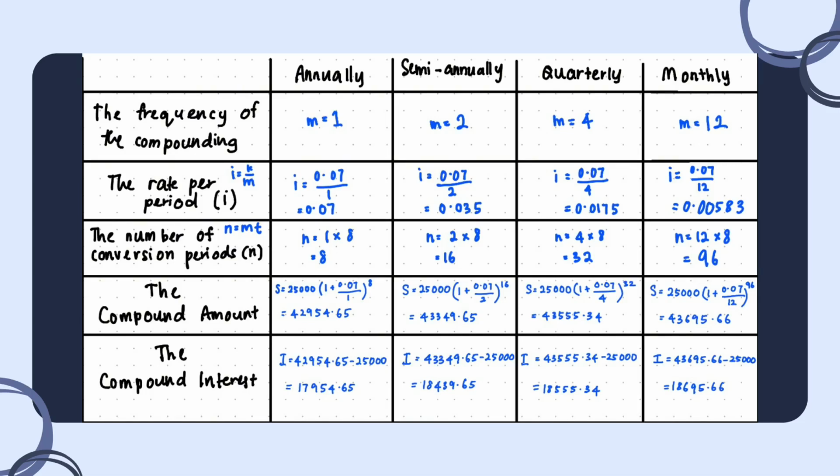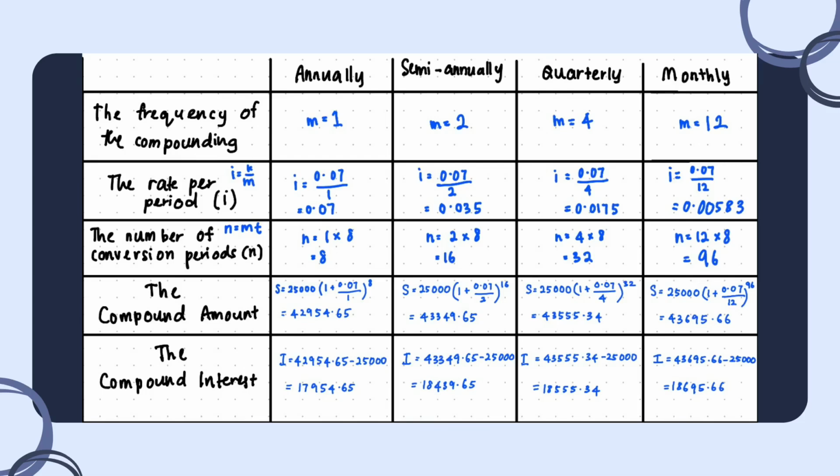I equals 42954.65 minus 25,000, which is the P, equals 17954.65. For the semi-annually, I equals 43349.65 minus 25,000 equals 18439.65. For quarterly, I equals 43555.34 minus 25,000 equals 18555.34. For monthly, I equals 43695.66 minus 25,000 equals 18695.66.